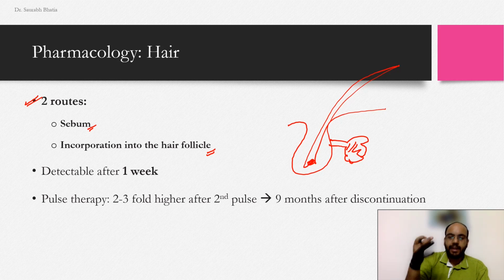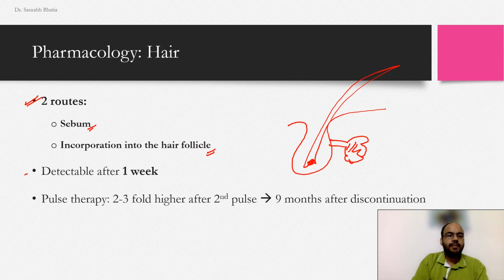And when hair is dividing, hair also has keratin. And itraconazole being a very good keratin-liking agent, a keratophilic agent, it gets incorporated as the hair grows. Okay, so that's how itraconazole reaches hair follicles.